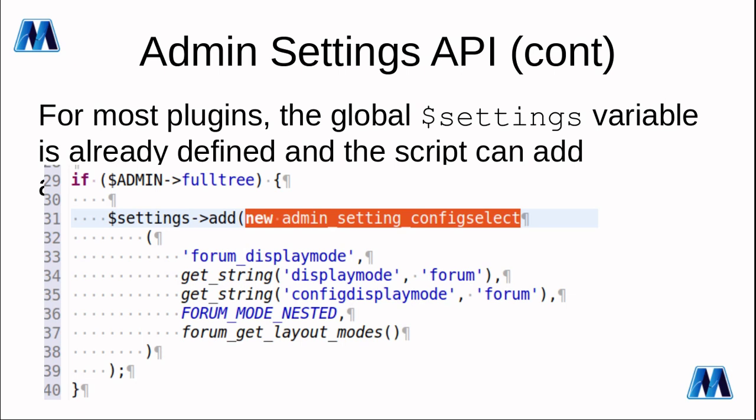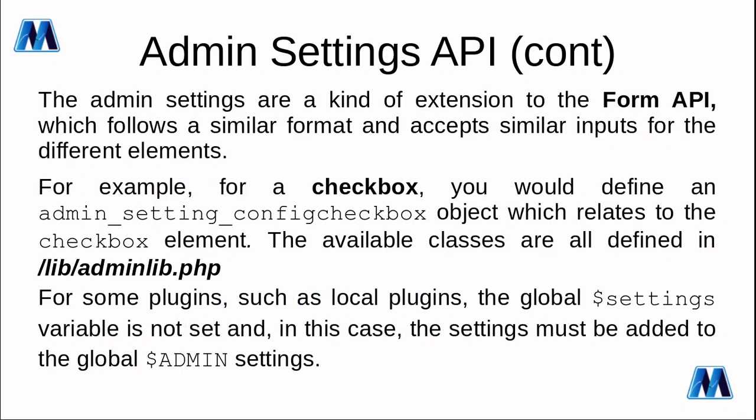So here's an example. You check that the admin full tree is available, and then you add in a setting. You'll notice this is a new admin settings config select, which is a select element, and the parameters are very similar to a select. The admin settings are kind of related to the form API elements, and you'll see a lot of them are very similar and accept probably the same parameters.